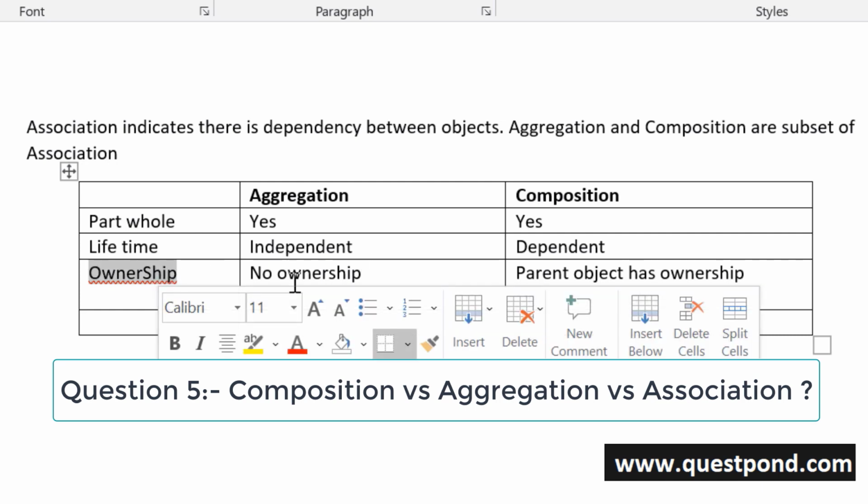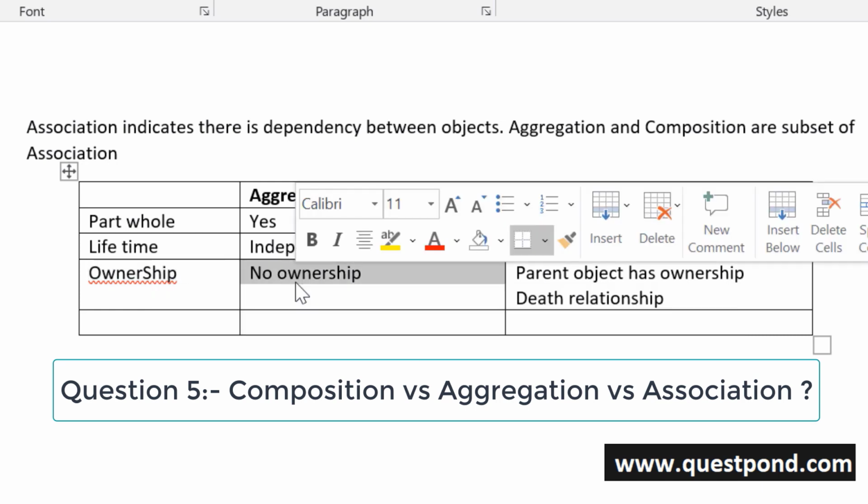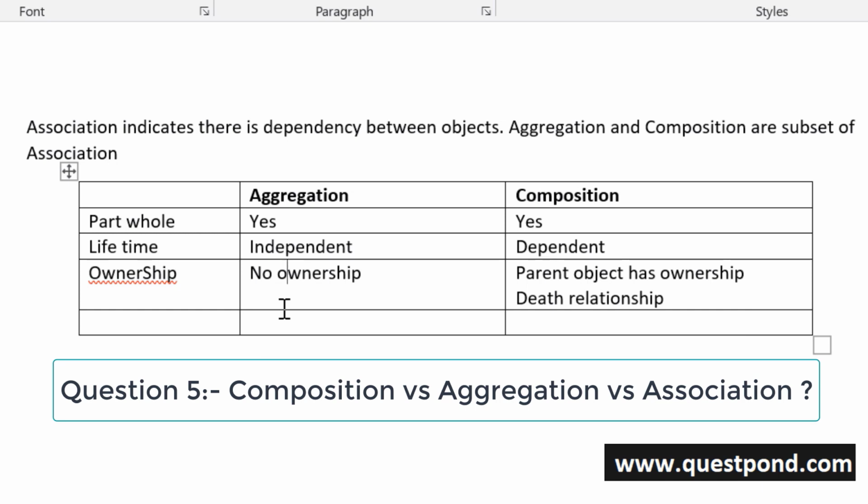The second thing which I would like to highlight here is ownership. In case of aggregation, there is no ownership. Both the objects are just using each other, but there is no ownership, right? But in case of composition, there is ownership. The parent object owns that object. He creates the instance. He is responsible for that object to be destroyed and so on, right?